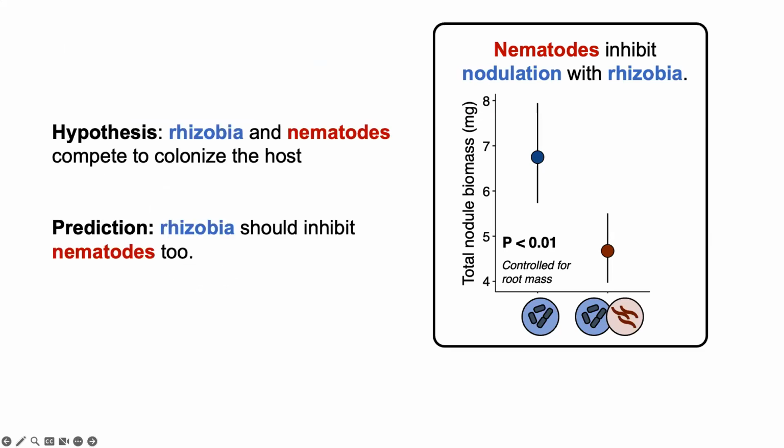Okay, so I want to first start by focusing on this result, that nematodes seem to inhibit nodulation with rhizobia. One straightforward explanation or hypothesis for this pattern is that rhizobia and nematodes are essentially resource competitors. So they're competing for access to, say, carbon on a host. And when you have competition, you expect to see mutual inhibition. So one prediction you could make based on this hypothesis is that rhizobia should inhibit nematodes too, so that this inhibitory effect should be mutual.